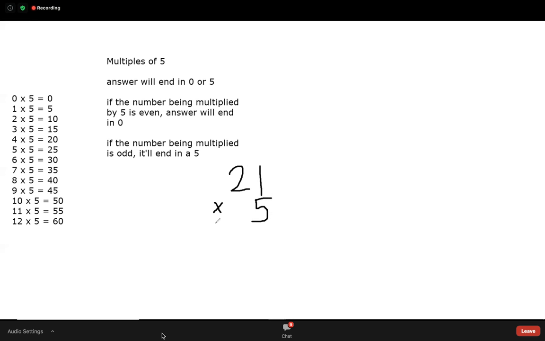Henson asked to do one more. Of course. Let's go ahead and try 21 times 5. Go ahead and give it a shot.